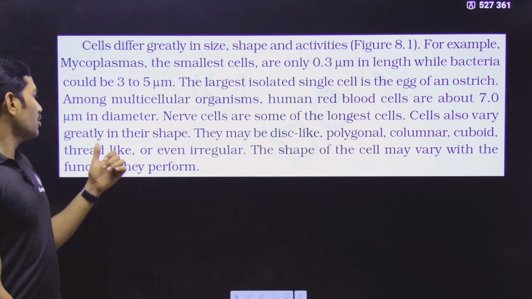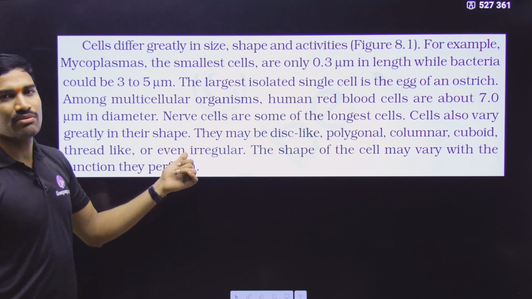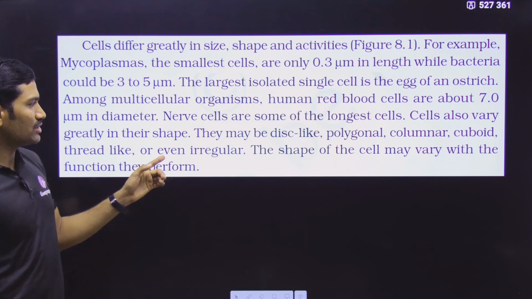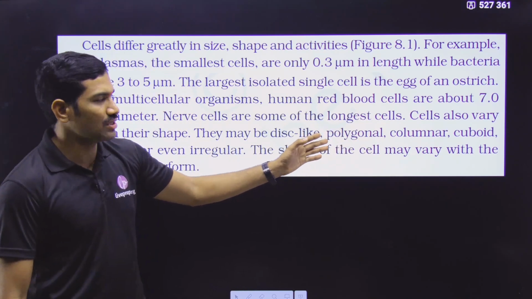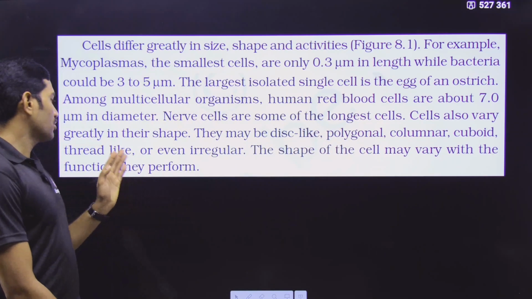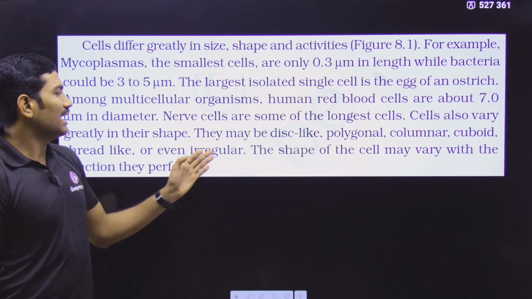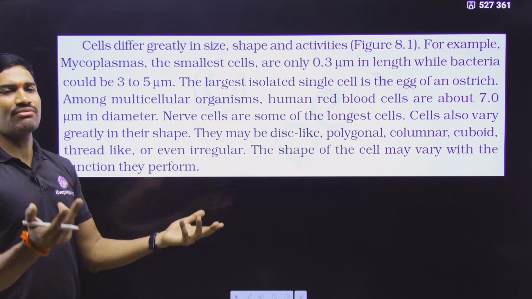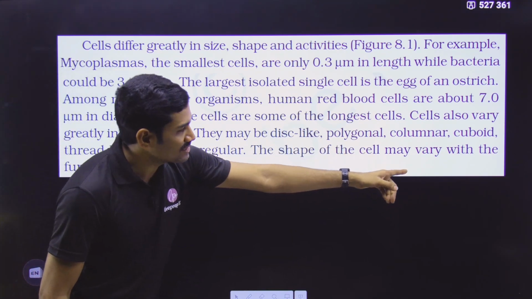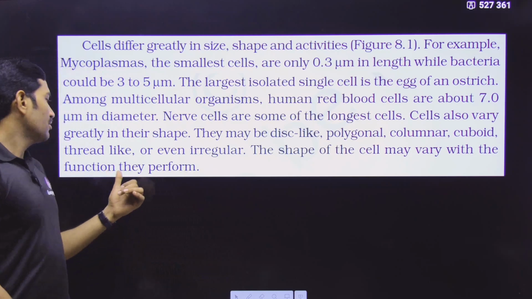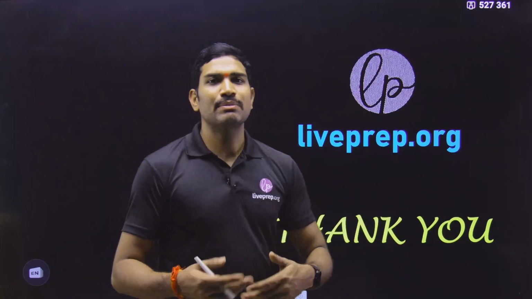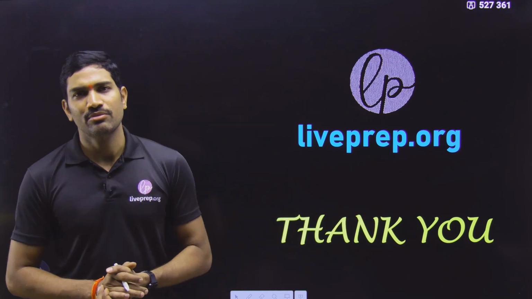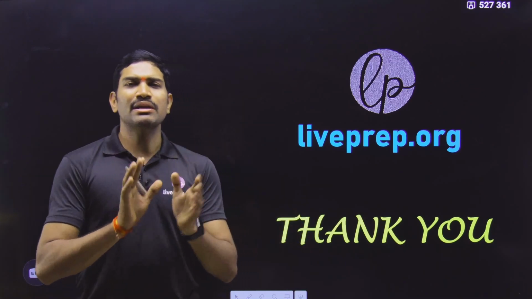Next one, cells also vary greatly in their shape. For the shape also, different shapes are possible. They may be disc-like, polygonal, columnar, cuboidal, cube-like, thread-like, or even irregular. So in this way, different shapes are present. The shape of the cell may vary with the function that they perform. So generally, the shape of the cell depends on the function that they are performing. That's it. So this is some of the memory based information.